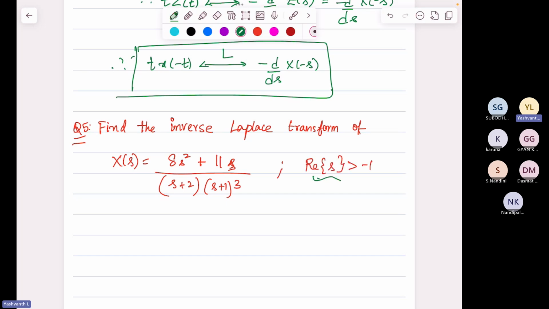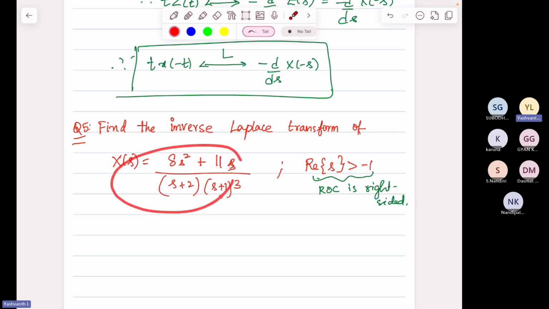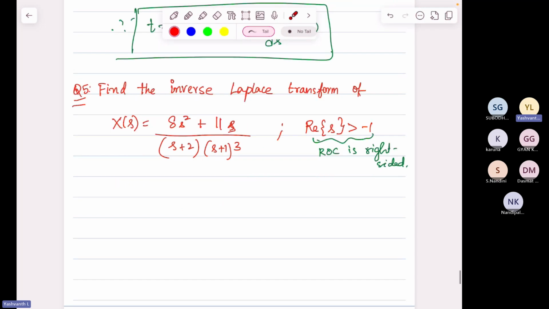What does it mean? This says that the ROC is right-sided, which means your time domain signal should also be right-sided. That's the hint. You have to find the x of t for which x of s is given by this value with this ROC. That is the meaning of inverse Laplace transform. If you remember, in today's summary we said that partial fractions are very helpful to find the inverse Laplace transform, and we will essentially take that approach today for solving this question.